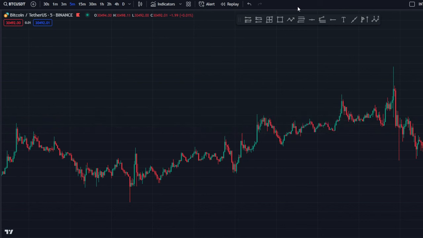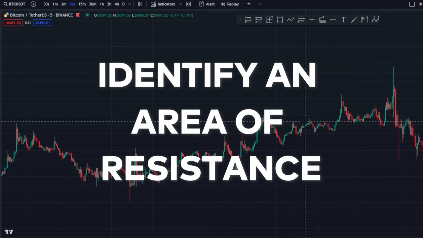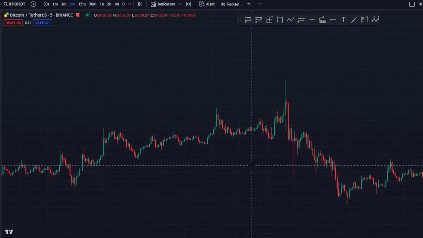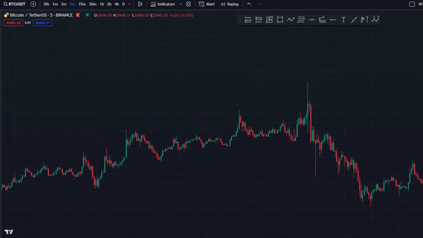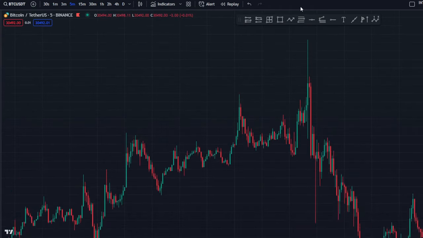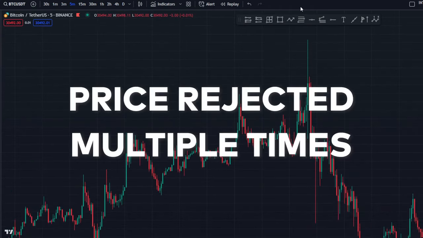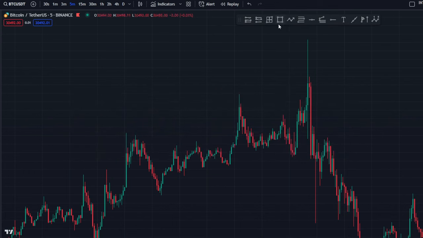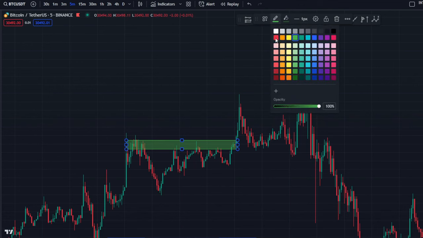In order for you to take long positions, you'll first need to identify an area of resistance that was previously identified. Resistance is basically the area where price had previously been sold and rejected multiple times. As you can see here, we can clearly identify an area of resistance. So draw this area. I'm going to make it red to look like it's resistance.